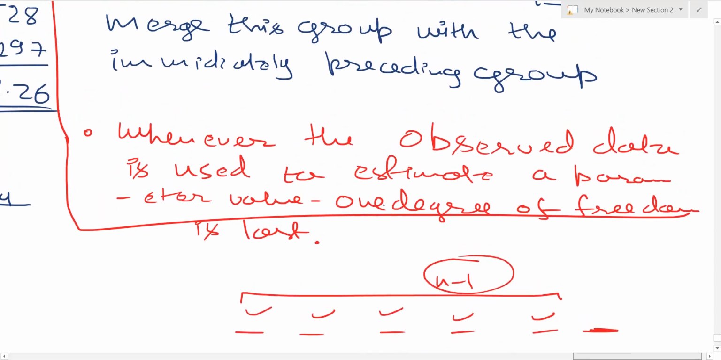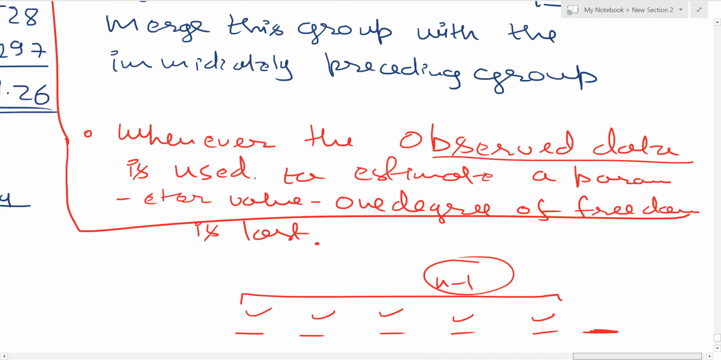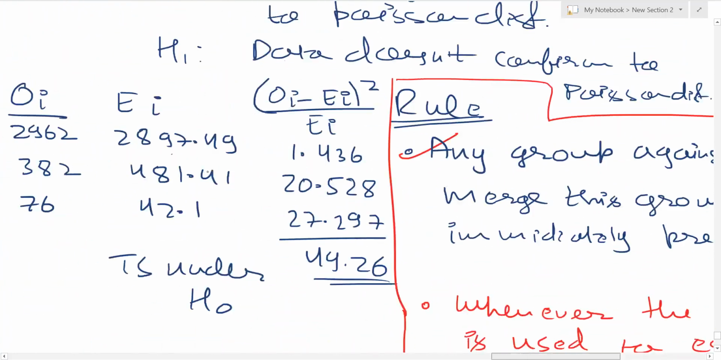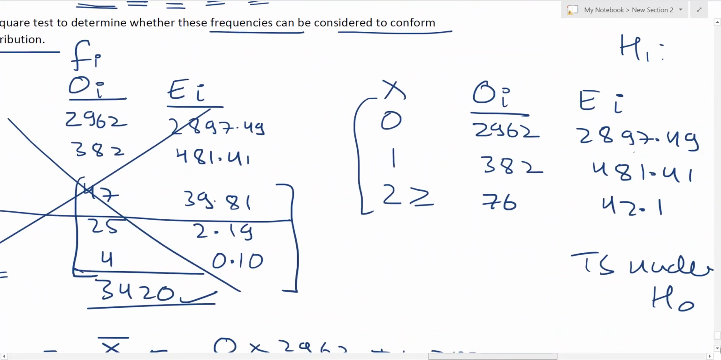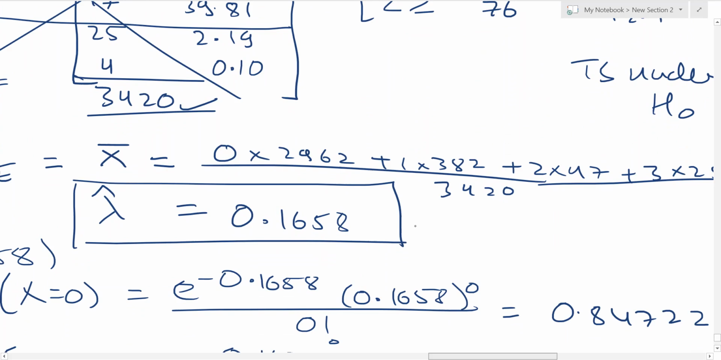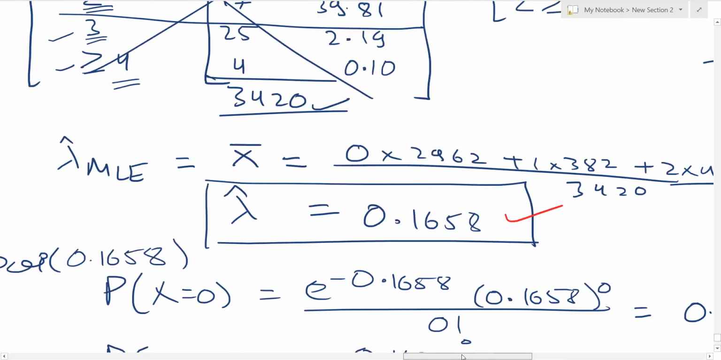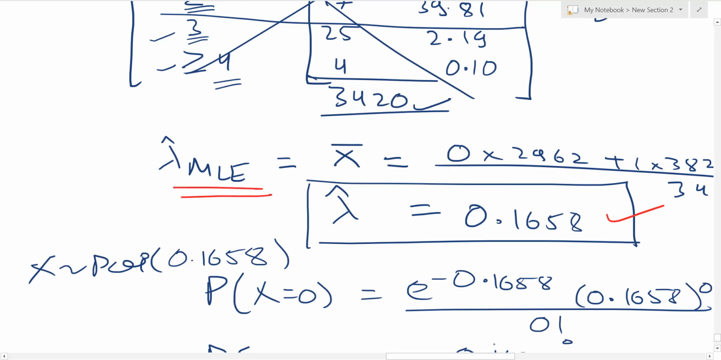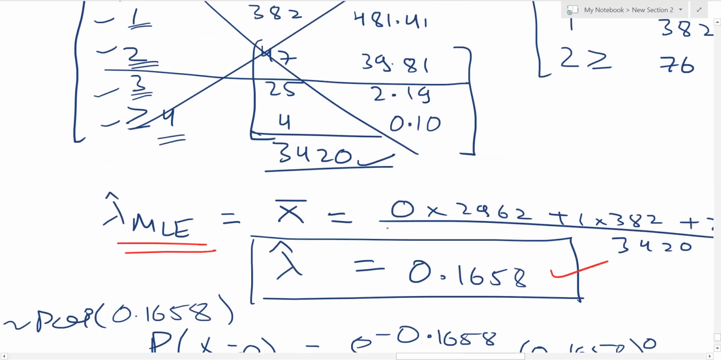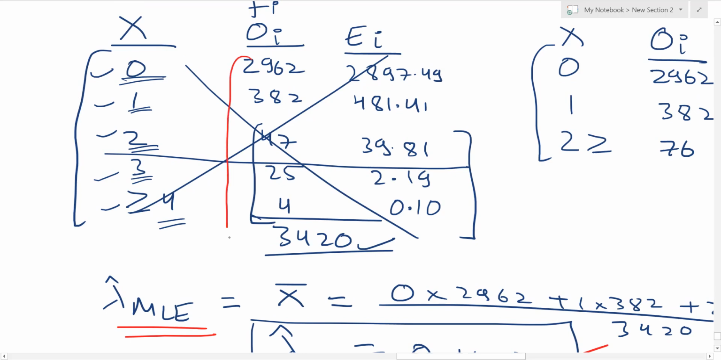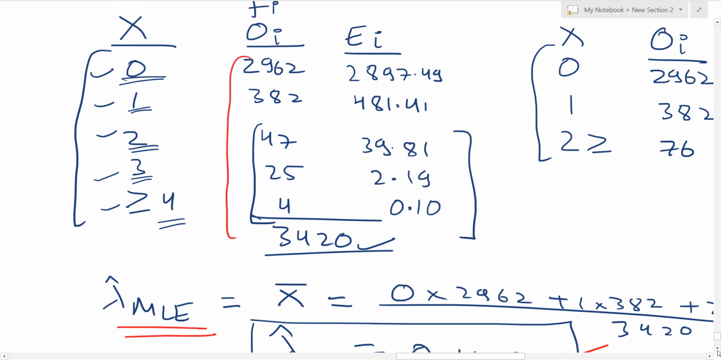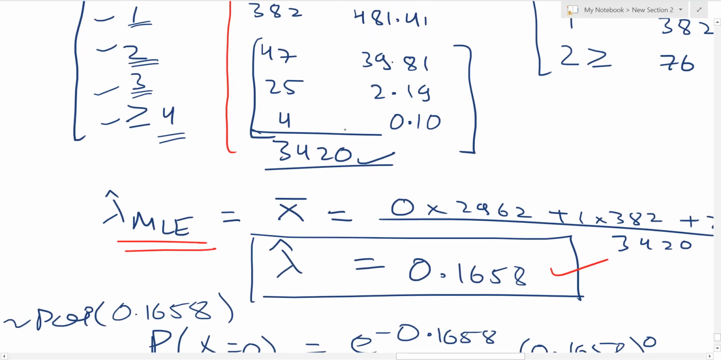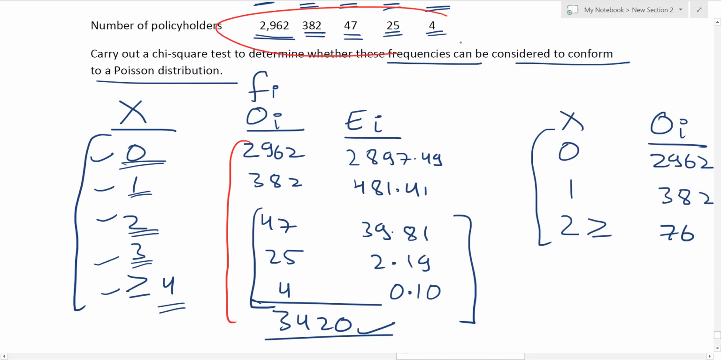But there is a catch here. Whenever the observed data is used to estimate a parameter value, like we used the observed data here, we had done one special thing. We had used the observed data to calculate this value of lambda hat. We had taken an MLE estimation for lambda hat, if you remember, using the data that we had originally. Based on this, I had said my MLE for lambda hat is x bar, and x bar I had calculated using nothing but the observed data.